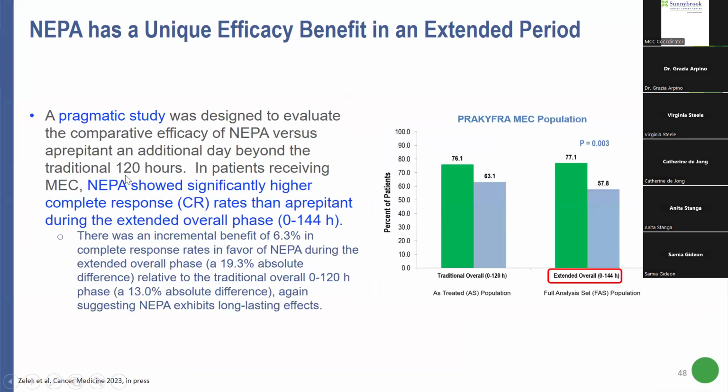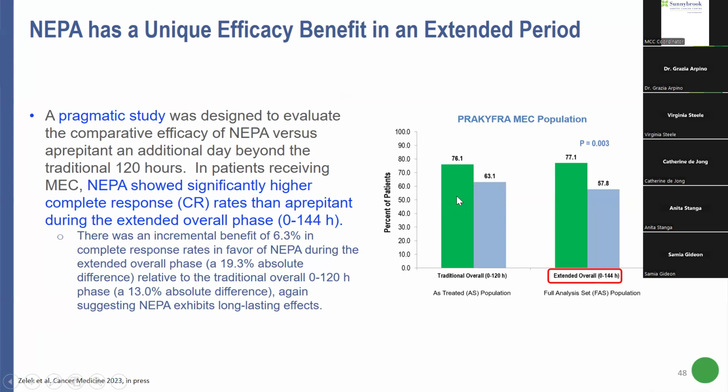And there is another study where they checked the incidence of nausea and vomiting and the complete response from nausea and vomiting in the traditional delayed nausea and vomiting period, 120 hours, and then in the extended period, continuing the observation till 144 hours.